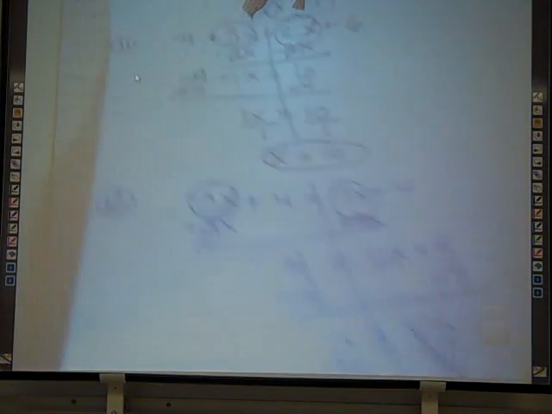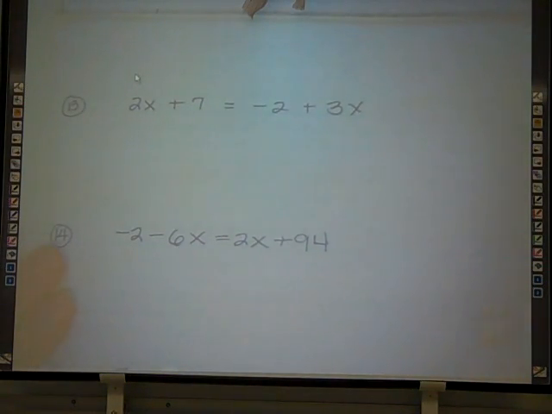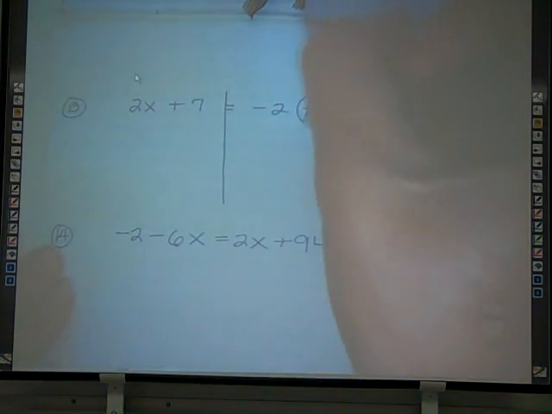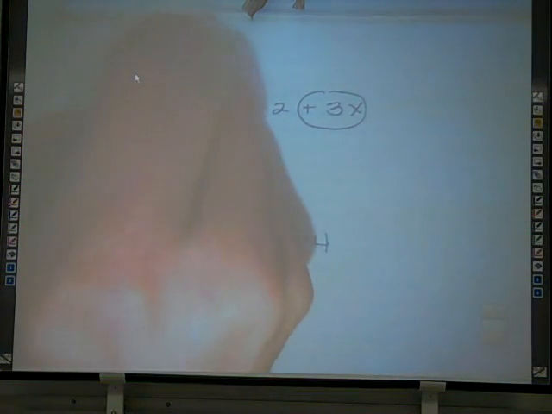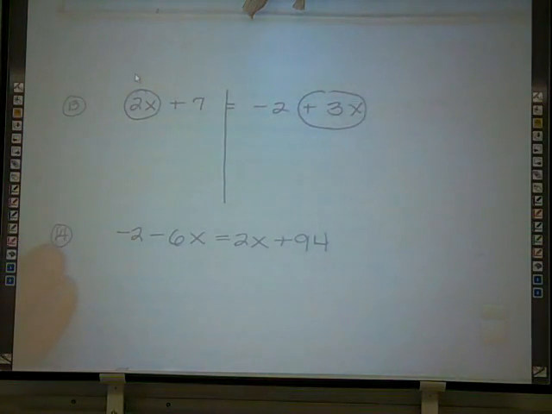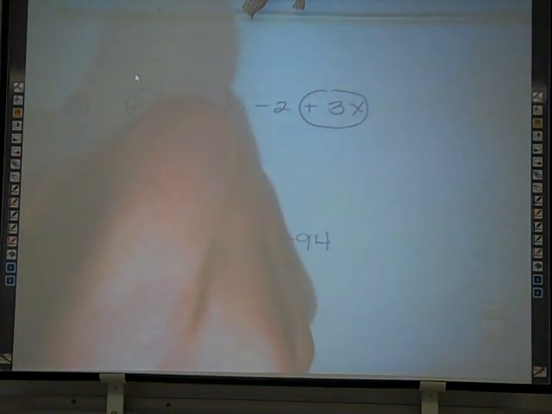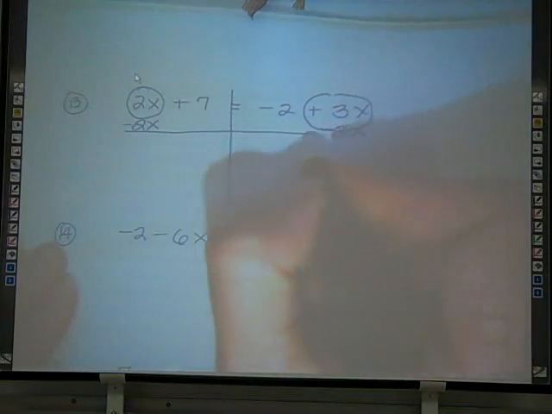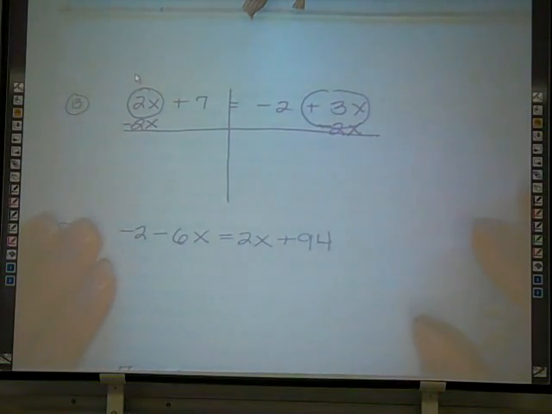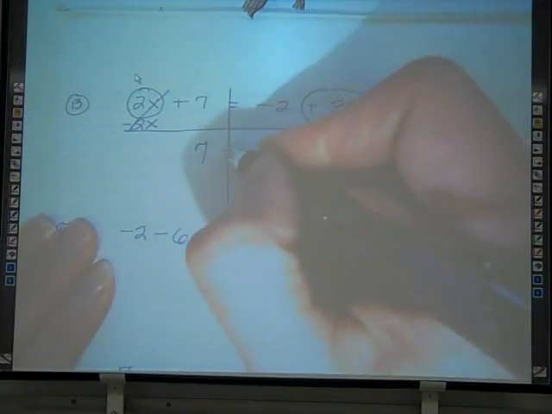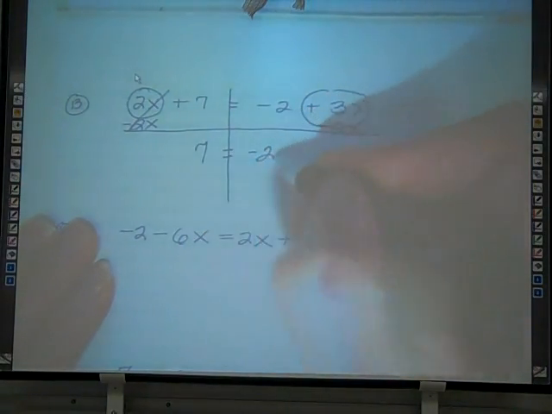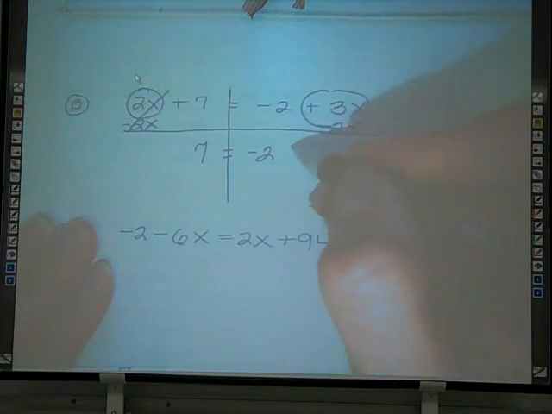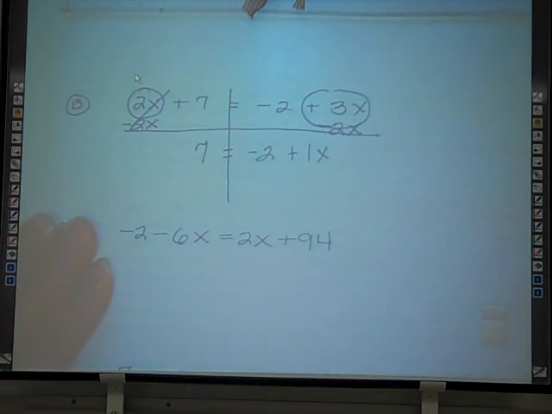Alright, moving on, number 13. Once again, let's find out where our variables are. We have the 3x, we have the 2x. 2 is smaller, so I'm going to move the 2 over by subtracting 2x from both sides. Now the 2x's are gone. We are left with 7 equals, we have a negative 2, and then 3 minus 2 will give us plus 1x.